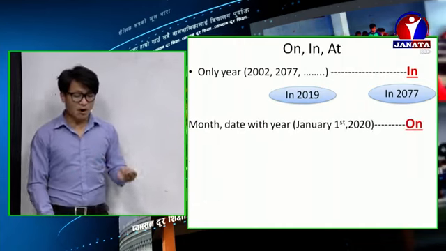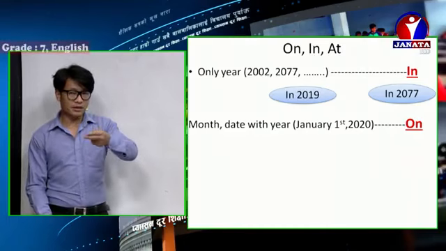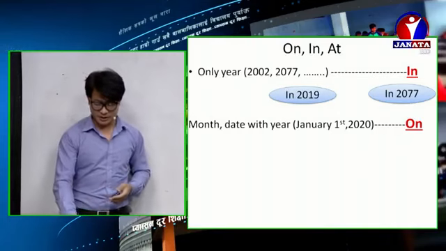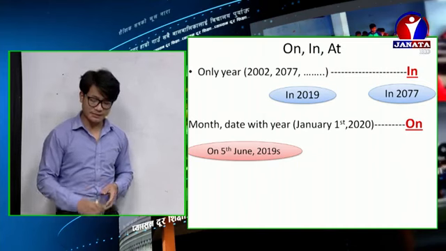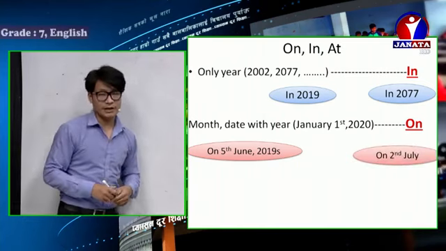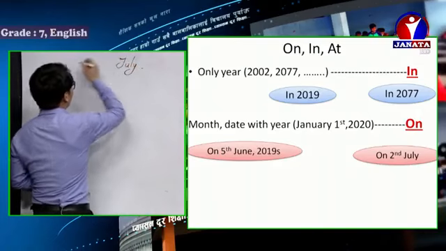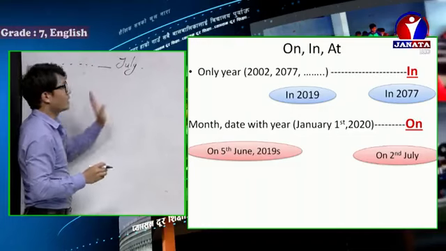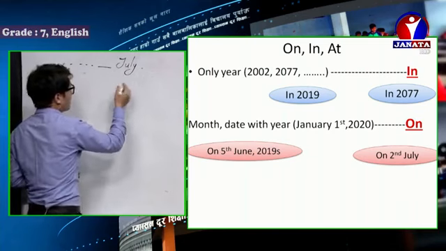Next, month, date with year. If there are month, year, and date, then we use the preposition on. Like on 5th June 2019 or on 2nd July. Now, let me clear this for you. Okay, July. Maybe here I may say this July, or I will come in July. Okay, maybe suppose July.